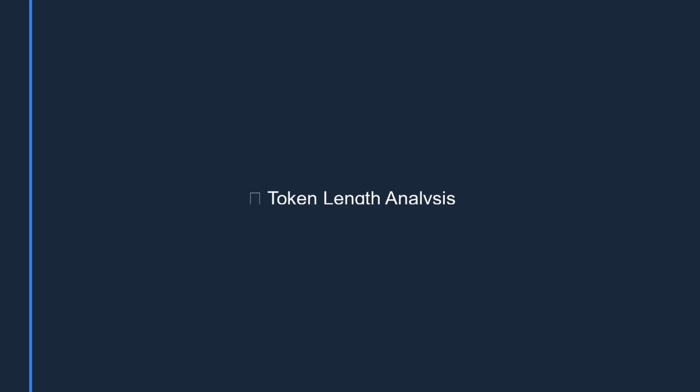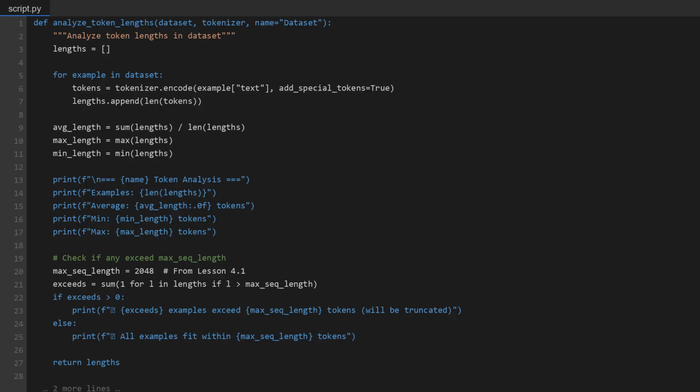Token length analysis. Before you set a single training hyperparameter, you need to know how long your examples actually are in tokens. This matters for two reasons. The model has a hard limit on sequence length, and token length directly determines how much GPU memory each example consumes, which determines what batch size you can use.